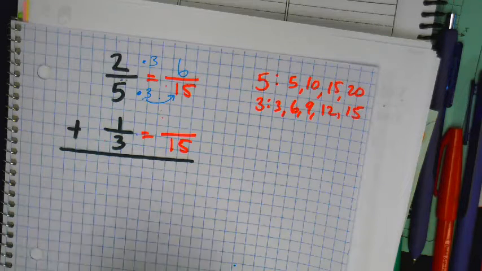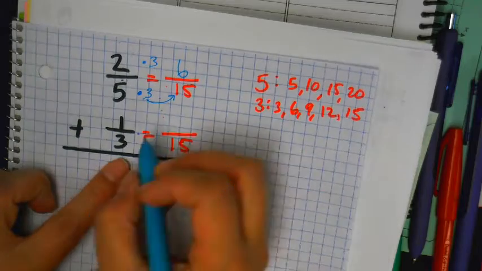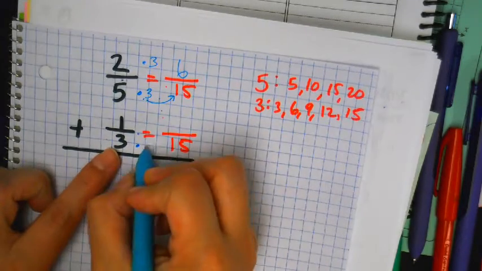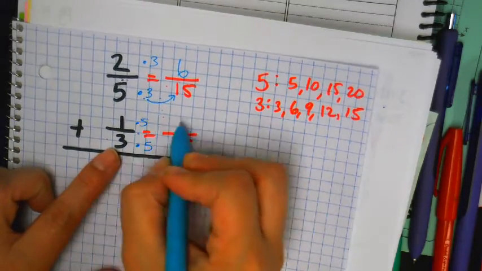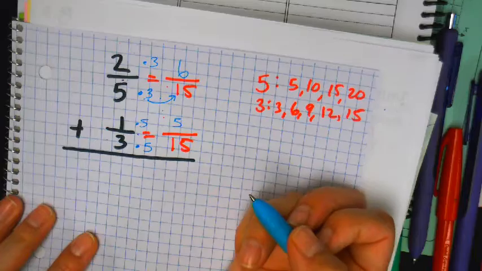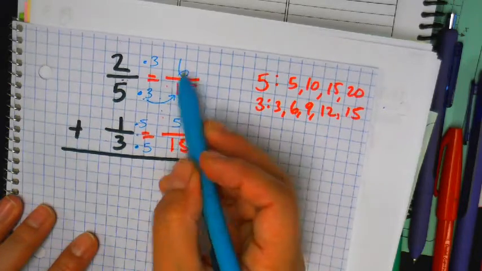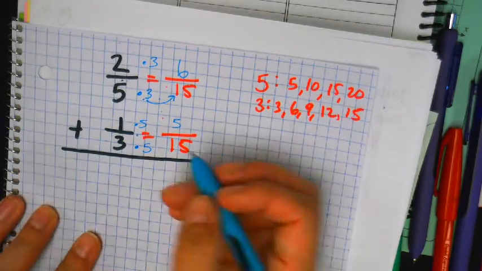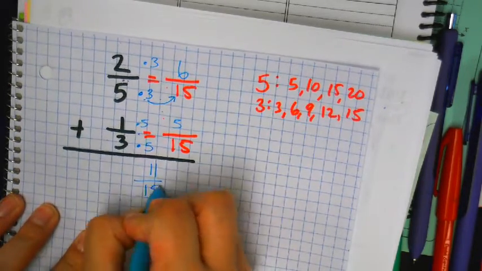All right. 3 times what is 15? 5. So this is 5, right? Okay, now what? Add the 6 and 5. 6 plus 5 is 11. 11 over 15.